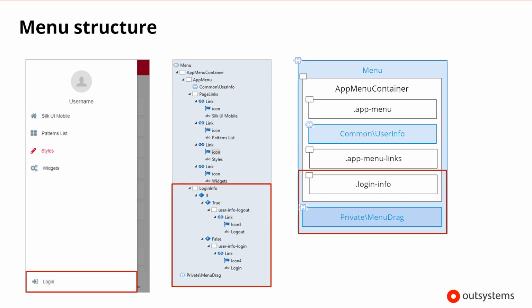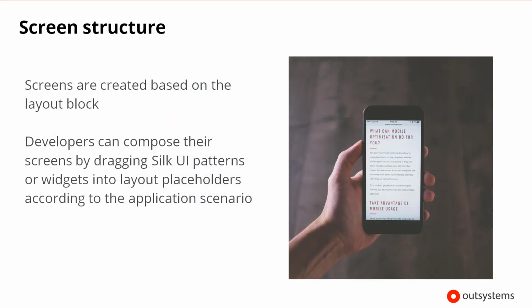Finally, there's a login info container with the link to log in or log out that has the CSS class login info. At the bottom, there's the menu drag block to handle the functionality of dragging out the menu. Every time you create a new screen, the theme's default layout block is added to that screen. Once a block is on a screen, this is called an instantiation of the block. You will no longer have access to the block structure except for what's exposed by the block's developer. This could be, for example, the block's placeholders.